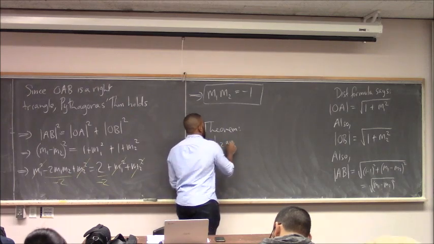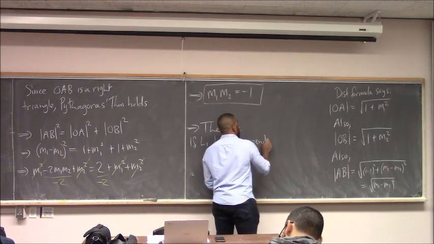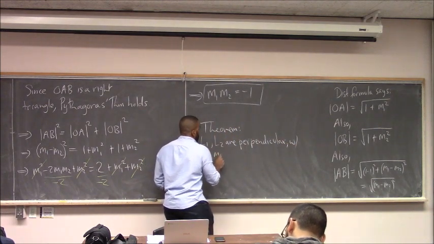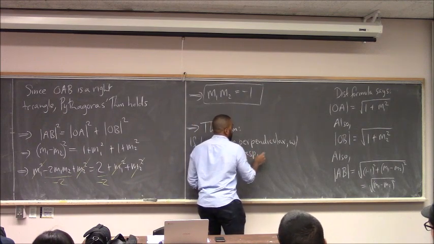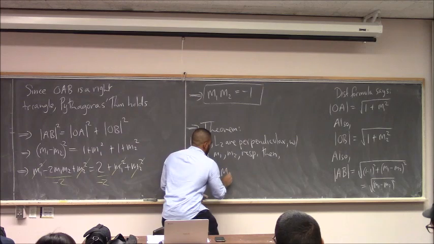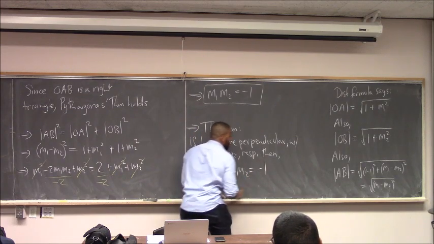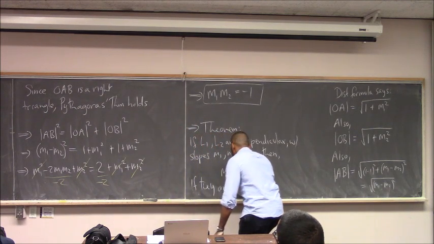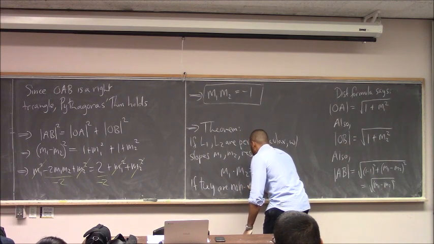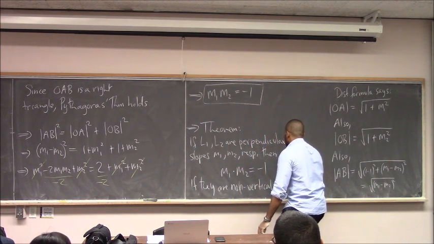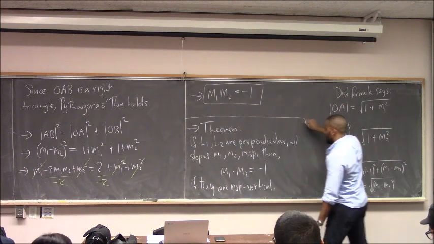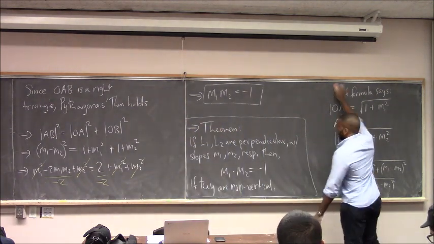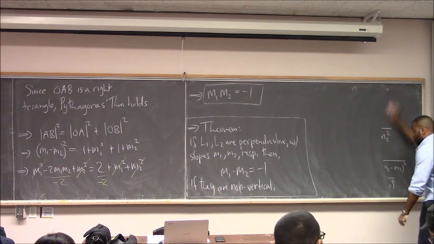If L1, L2 are perpendicular with slopes m1, m2 respectively, then m1 times m2 is always going to be minus 1, if they are non-vertical. So for perpendicular lines, the product of their slopes is minus 1. And another way to express this is that one slope is always the negative reciprocal of the other one.